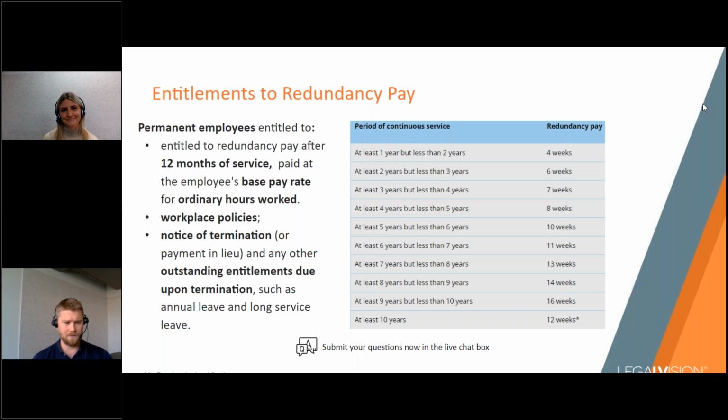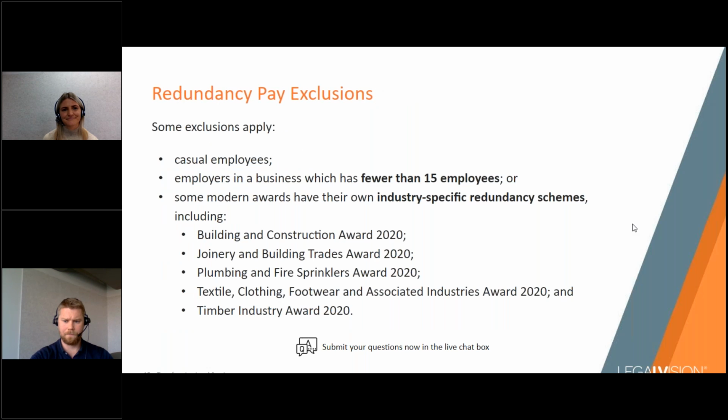There are, of course, some exclusions to the obligation to make redundancy pay, and we'll walk through them on the next slide. So casual employees don't get paid redundancies. If you were going through this process of a redundancy with a casual, it's more simple because they don't effectively have an ongoing expectation of work and a role that you're getting rid of. Their employment terminates at the end of every shift, so they don't get that additional entitlement for the redundancy.